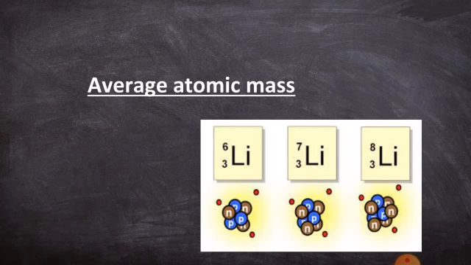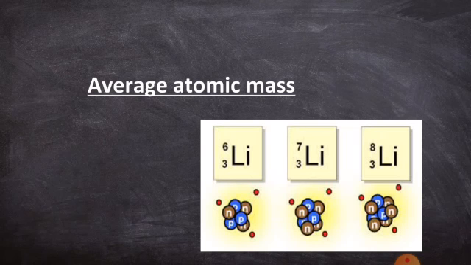So what is average? Average is equal to the sum of numbers divided by how many numbers are given here. So what is average atomic mass? For example, lithium. Lithium has 3 isotopes, lithium 6, lithium 7 and lithium 8. Now you have to find out the atomic mass of lithium. If you take the average of the 3 isotopes of lithium, the result will be the average atomic mass of lithium.